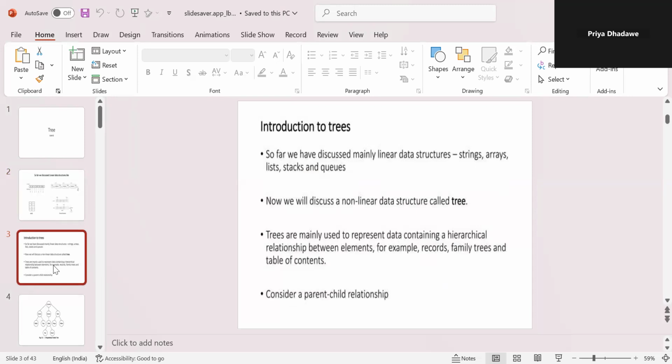Non-linear in the sense that the data is stored in a hierarchical pattern. It has a relationship between its elements. For example, records, a family tree, the contents of a table. These are stored in a hierarchical pattern which represents the child and parent relationship.